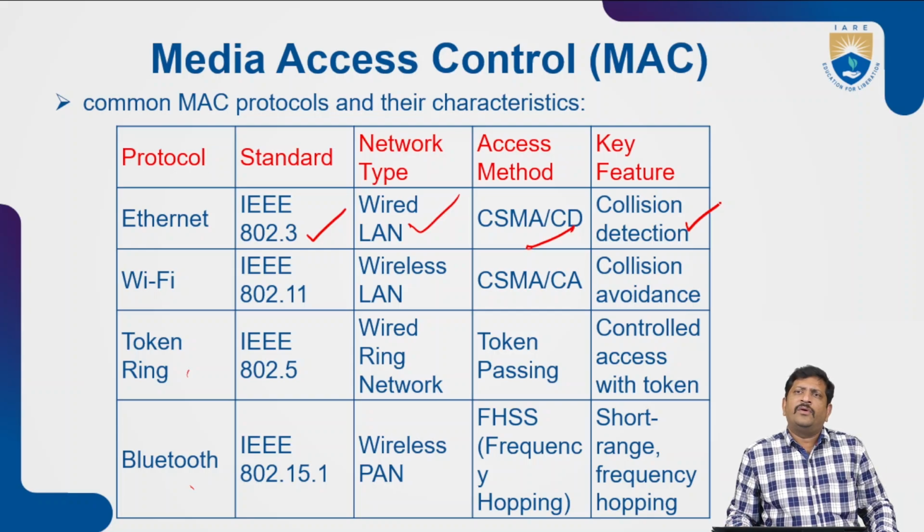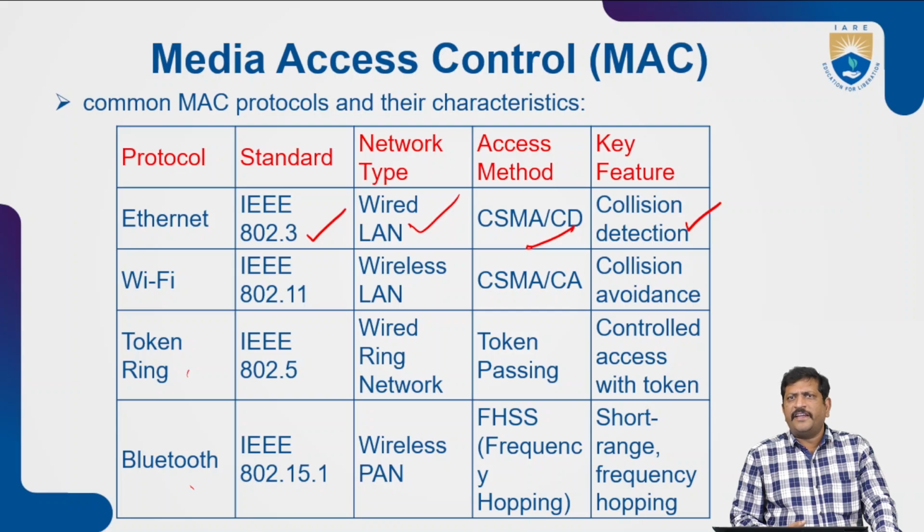Whatever collisions happen over this network, those collisions or disturbances can be detected, and the collisions that disturb the communication will be detected and corrected.